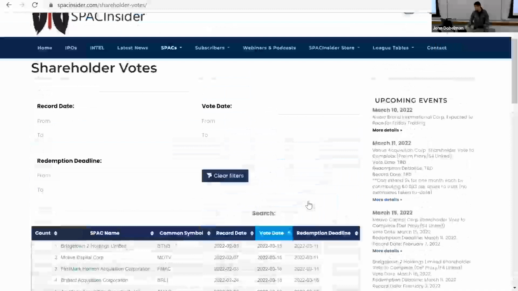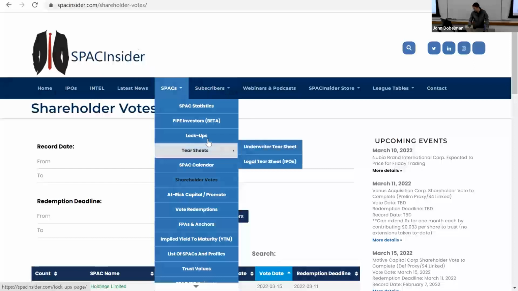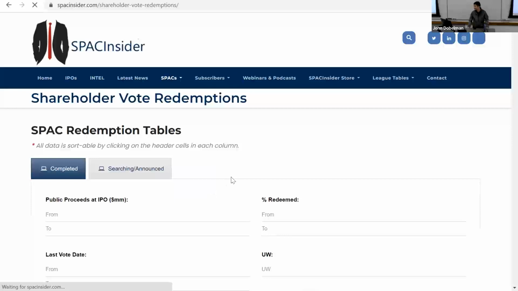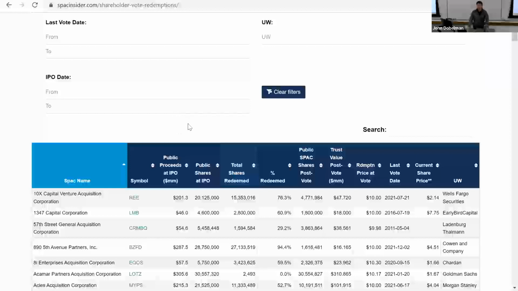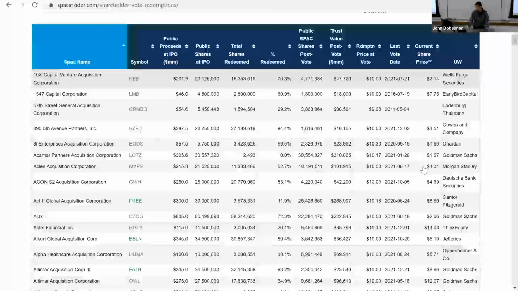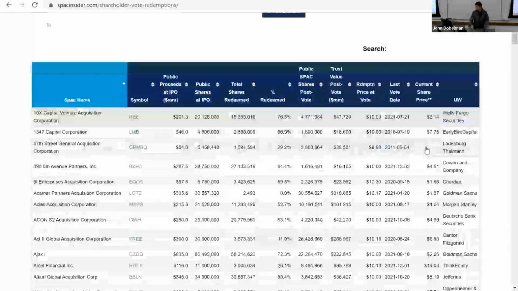Okay, that's it. And we can look at some statistics on the vote redemption. This table is very, very interesting. I like this table. Here you can see the current share price and the IPO size, and that's the redemption rate. It tells you how much of the IPO shares get redeemed by investors, which means how many float shares remain. And you can see the current unit price, the share price, is mostly below the trust value. It's kind of nasty.